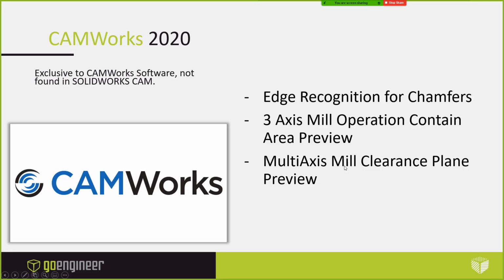Another one, there's been a couple other enhancements, and I'm happy to share any of the documents with anybody that's interested to see the fuller list. But these are really the main takeaways. A lot of the other stuff is a little bit more ticky-tacky, smaller stuff that isn't as easy to grab onto and say, hey, I can use that. These are the highlights. And this last one, the multi-axis mill clearance plane preview.